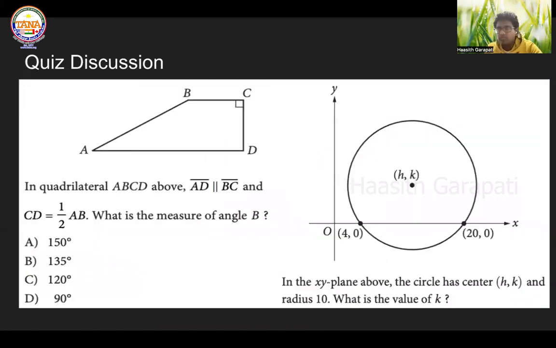Okay, the next two questions. Next one, a little bit slightly more challenging. They ask us to find the measure of angle B, which is a little bit tough since this is a quadrilateral shape or quadrilateral polygon, not a triangle.